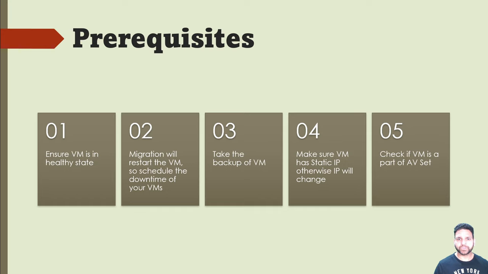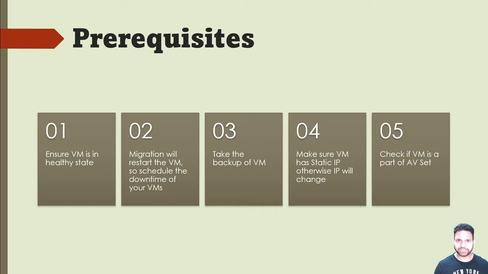Third, so this is a default prerequisite. Before any migration, it's recommended to take the backup of the virtual machine in case something goes south so that you can recover or restore the virtual machine from the backup. Fourth point is to check whether the static IP is assigned to the network interface card of the virtual machine. The reason is because during the restart process, the virtual machine gets deallocated, and there is a possibility that the IP address will change if it's dynamic instead of static.